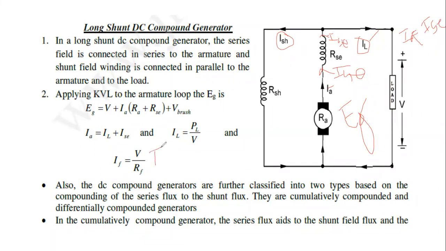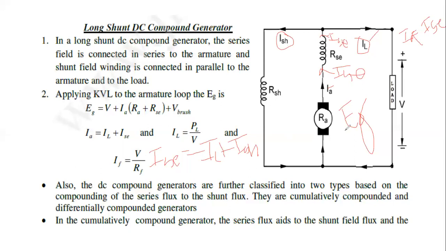Then this ISC current is divided into two currents. At this point, the ISC current is divided into IL and ISH. IL is the current flowing through the load and ISH is the current flowing through the shunt field winding. ISC is equal to IL plus ISH.